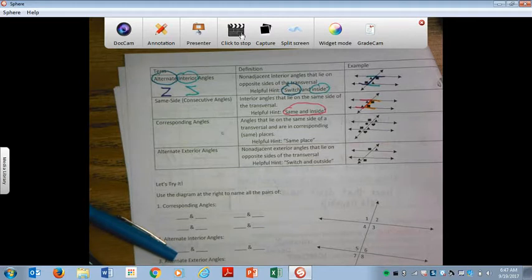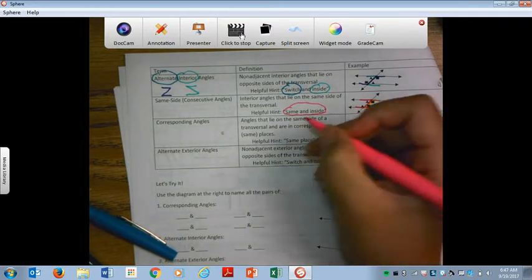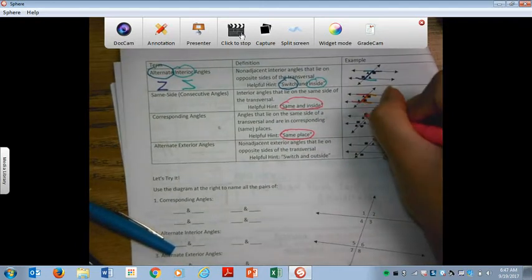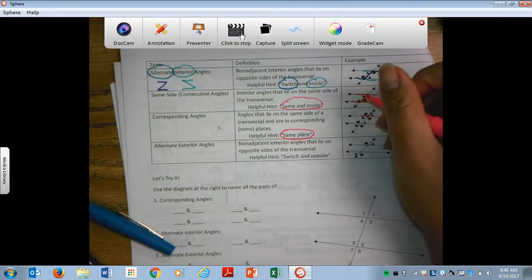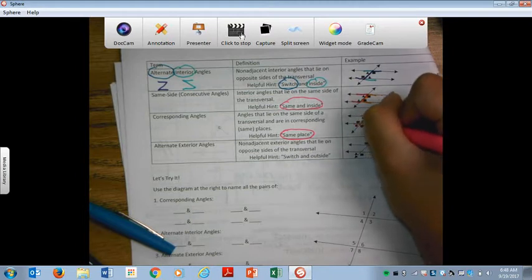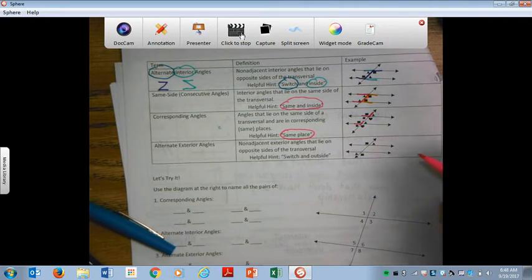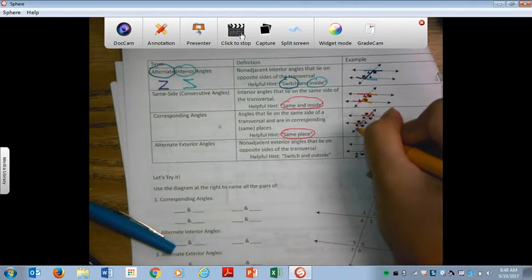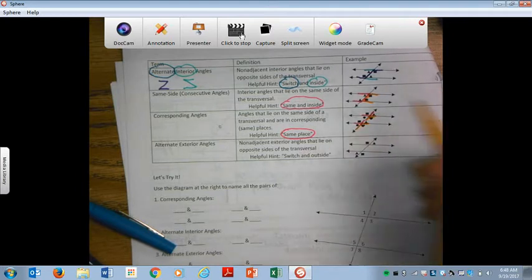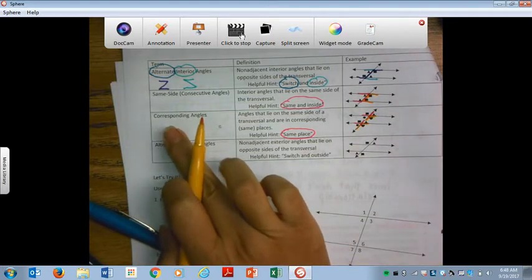Corresponding angles, they are in the same place. Okay, so here, right here, you have a rectangle that is on the top left of that line, and here's another one, top left on that line. All the other shapes do the same thing. Let's look at the hearts. Here is the heart at the bottom right of that line, and here's another at the bottom right of that line. Corresponding angles means the same place.